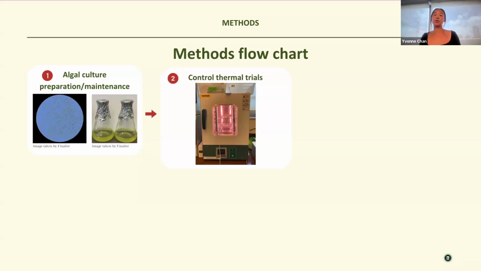After preparing my algal cell culture, I performed the controlled thermal trials. The purpose of this was to establish the thermal maximum of the Nannochloropsis before transformation, to compare it to the algal cells after transformation.